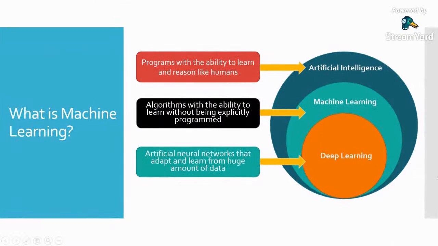Artificial intelligence is like a broad classification of programs that are given the ability to learn and reason like us humans. Machine learning is like a subset of AI and it deals with algorithms that have the ability to learn without being explicitly programmed. Deep learning is a subset of machine learning and it consists of artificial neural networks that adapt and learn from huge amounts of data.